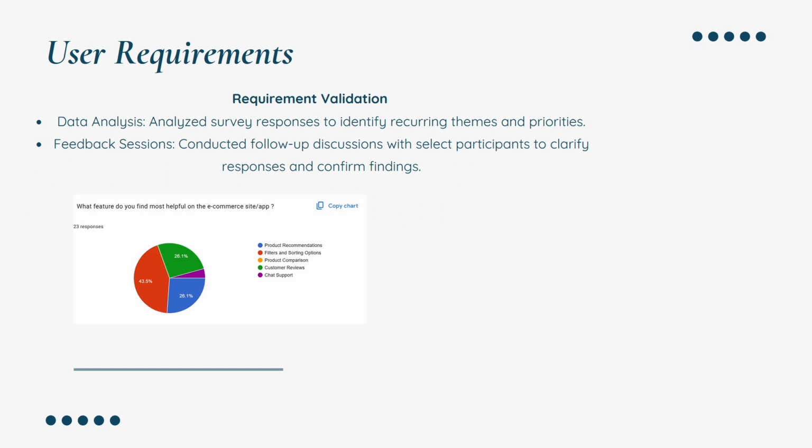Next. So for requirement validation, data analysis was done, analyzing survey responses to identify recurring themes and priorities. In the feedback session, we conducted follow-up discussions with selected participants to clarify responses and confirm findings. These were the features that users would find most helpful in an e-commerce app: product recommendation, filter and sorting options, product comparison, customer reviews, and chat support.